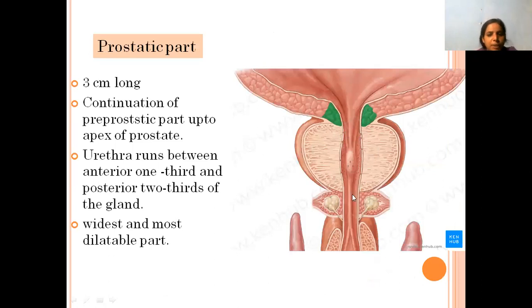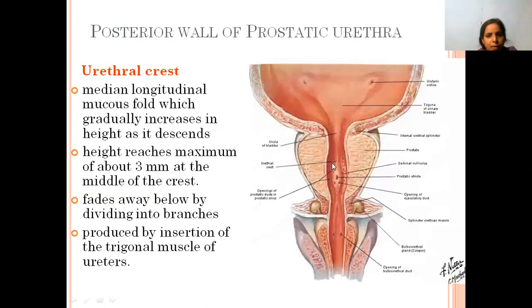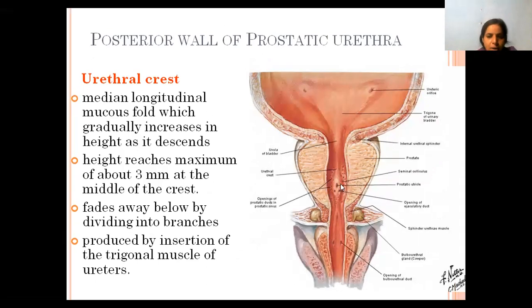The prostatic urethra is 3 centimeters long. This is the widest among all and the most dilatable part. What are the three openings? I told you in my previous prostate lecture: we have the prostatic utricle, prostatic sinuses, and ejaculatory ducts. Two ejaculatory duct openings, and this is the prostatic utricle. These are all prostatic sinuses.